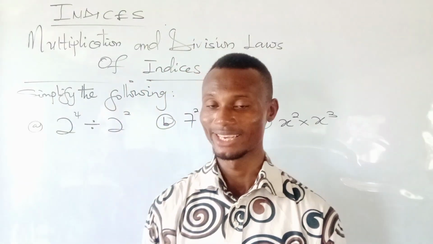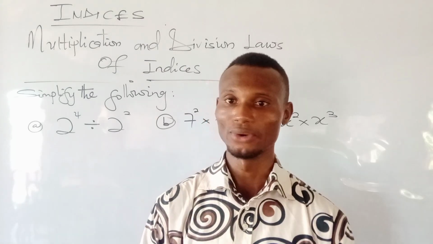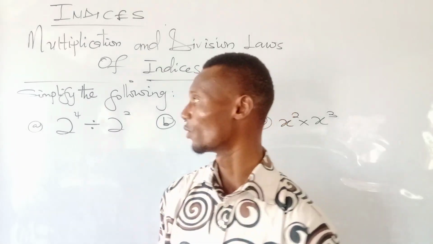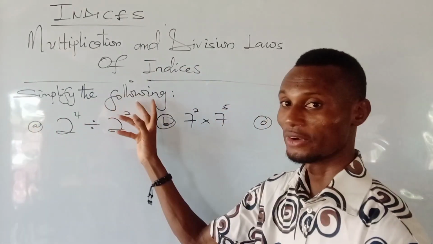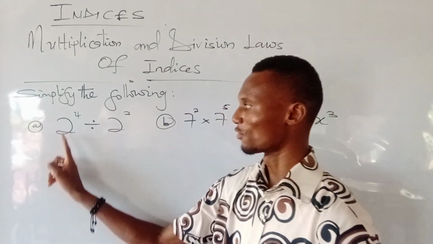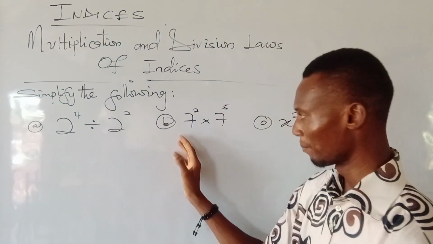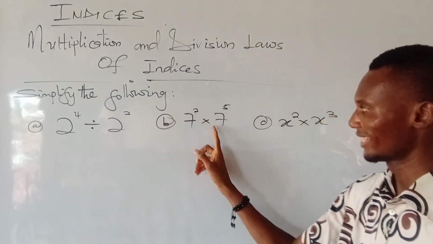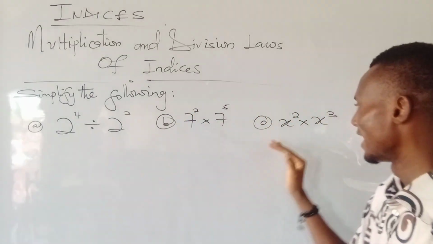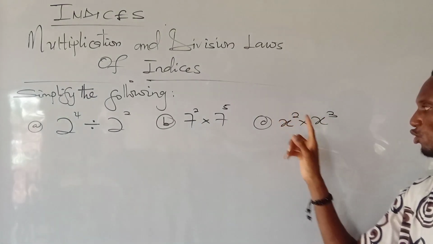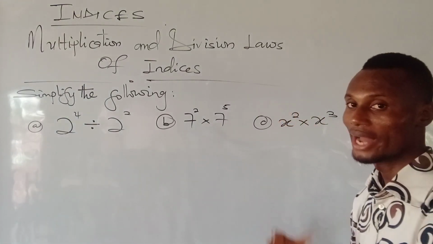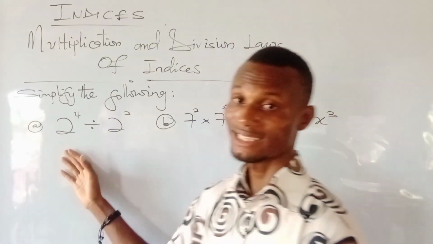So let's go ahead and handle the example that I have on the board. It says we should simplify the following. A, I have 2 to the power 4 divided by 2 to the power 2. B, I have 7 to the power 2 times 7 to the power 5. And then C, I have s to the power 2 times s to the power 3. So let's start with the A.